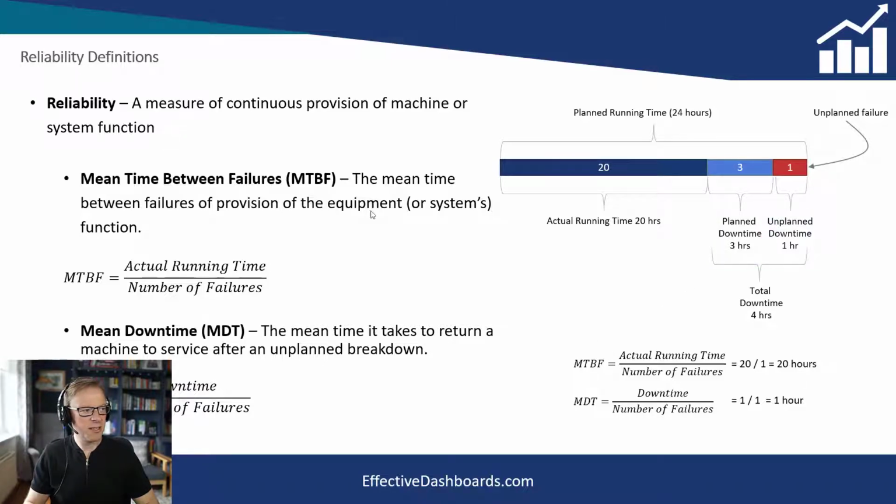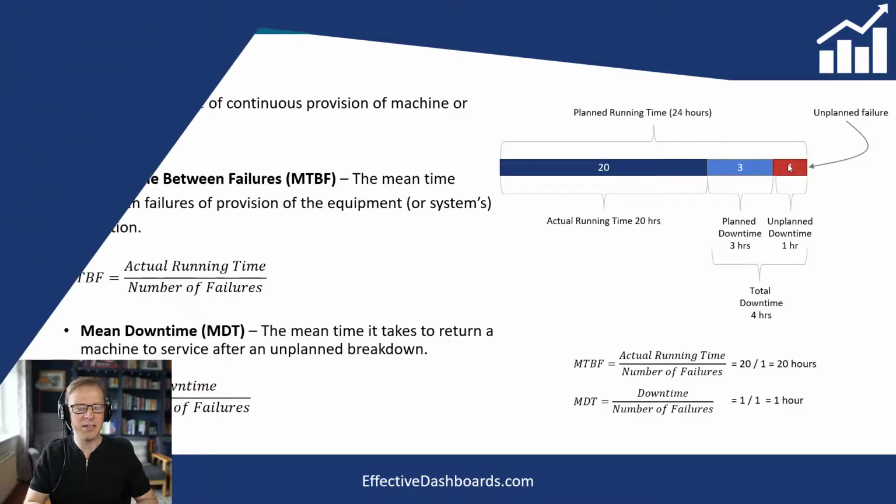If we look at this example, for the mean time between failures, the actual running time was 20 hours. The number of failures was 1, so the mean time between failures here is 20 hours. We're not including the planned downtime here. If we then look at the mean downtime, the actual downtime was 1 hour. It's unplanned downtime we're talking about here, and the number of failures was 1, so the mean downtime is 1. A really straightforward example. We're going to look at other ones when we get into the actual data itself.